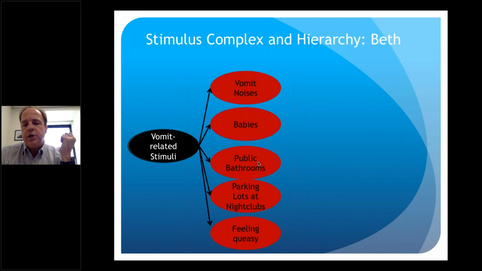So she was particularly interoceptively sensitive to her GI tract. Anytime that she might feel any kind of unease in her GI system, this would somehow produce a lot of anxiety for her.